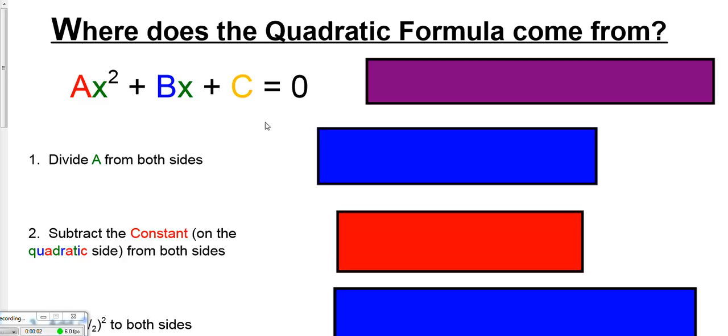Alright, this is a bonus video. Where does the quadratic formula come from? So we talked about how to use the quadratic formula. Why the heck does it work? How did it get here? Where did we figure out all of that x equals negative b stuff from?